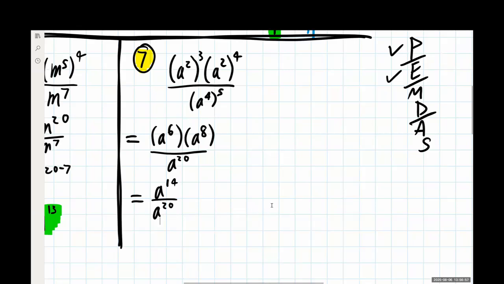Now I can apply the quotient rule. And I have more things in the denominator spot. So 20 minus 14, that's going to give me 6. I should have the leftover be in the denominator of my fraction. So 1 over a to the 6th as my final answer.